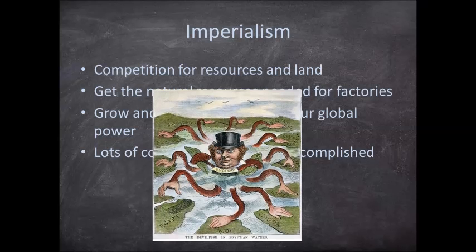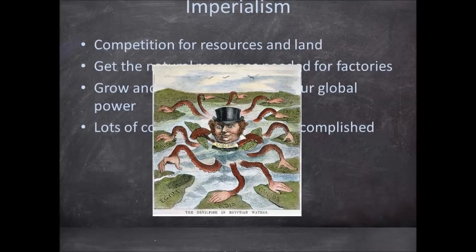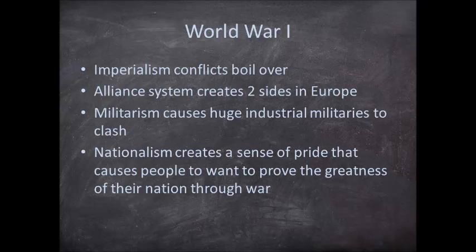The picture shows England as an imperial nation because England really rules when it comes to finding new colonies, setting up colonies, and using them for their benefit. Which is going to lead to World War I. Imperialism conflicts boil over. Countries just really can't take it anymore and want to go to war.